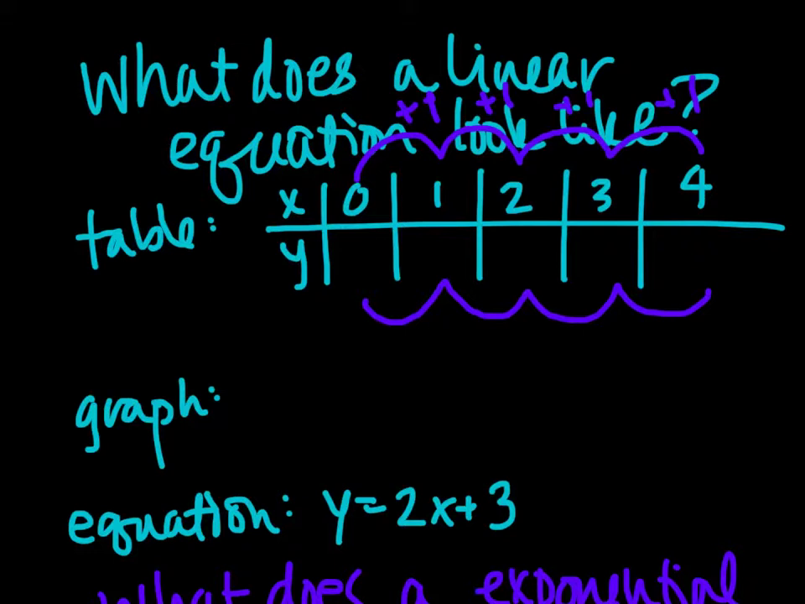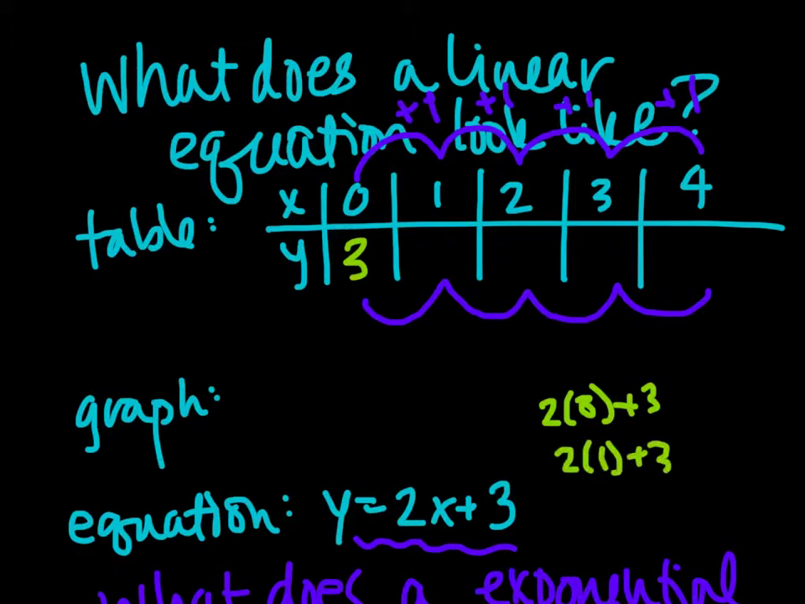So, if we were to look at the equation that we have here, y is equal to 2x plus 3. If that was the case, we would have 2 times 0 plus 3, and we'd be able to write down a value. 2 times 0 is 0, plus 3 equals 3. Then we'd have 2 times 1 plus 3. 2 times 1 is 2, plus 3 equals 5. And we'd notice that we have a plus 2 change the entire way up this table.